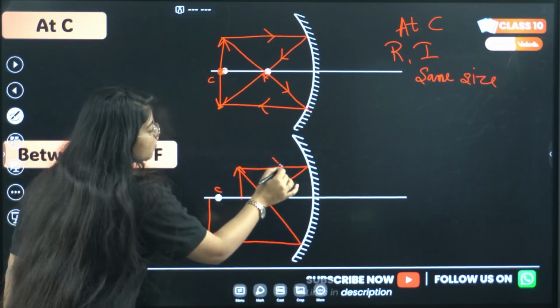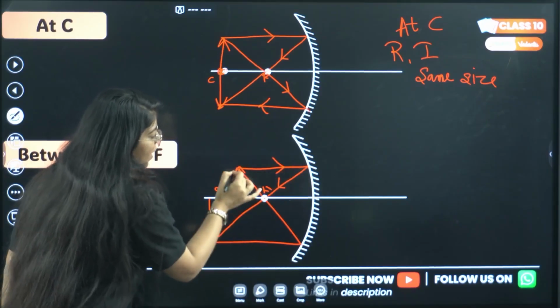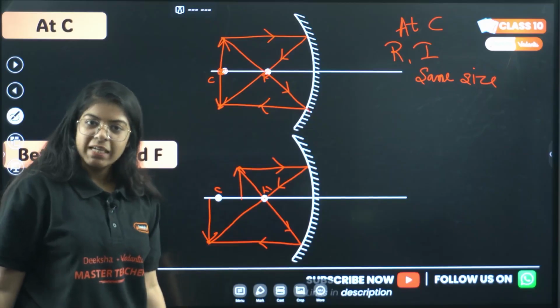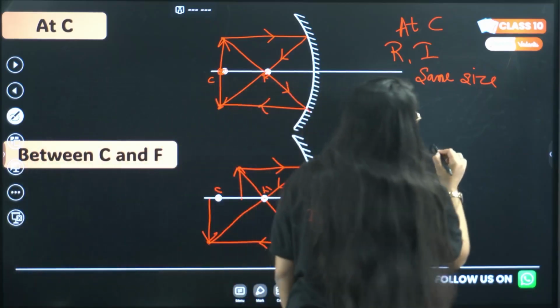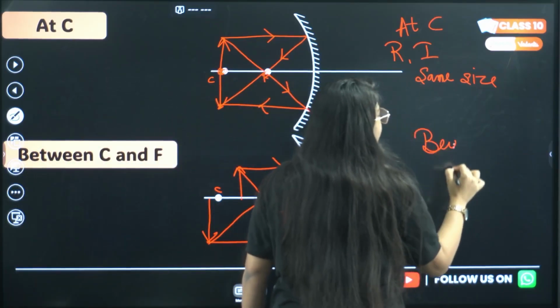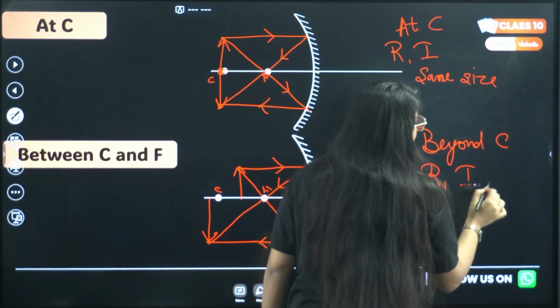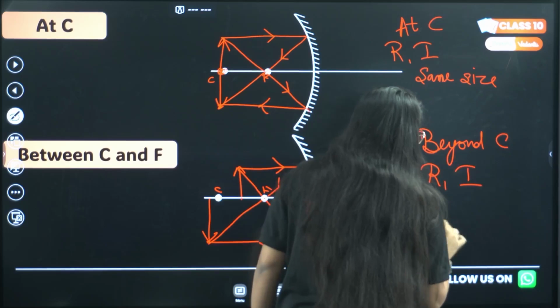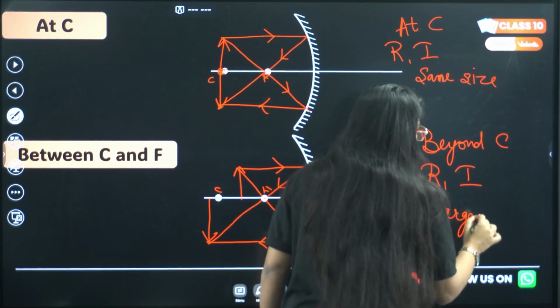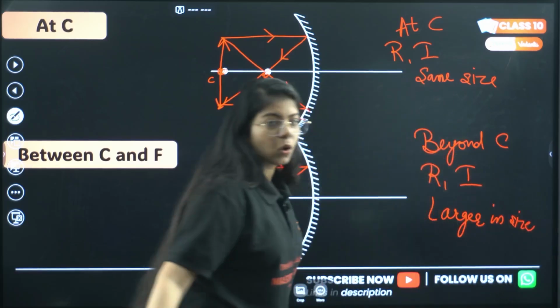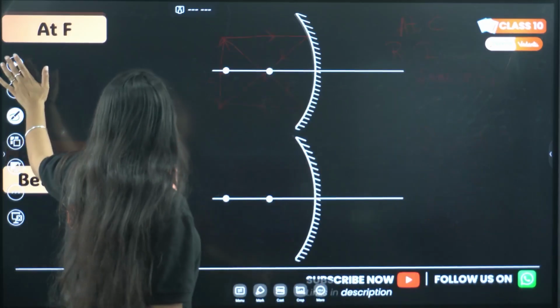Don't forget the arrows. This ray is getting reflected back. This ray is going to the mirror, reflects back, meets at this point. It's that easy. Okay, and here it is, the image is beyond C, correct? Real, inverted, and my image is now larger in size. Okay, correct? Let's move on to the next.